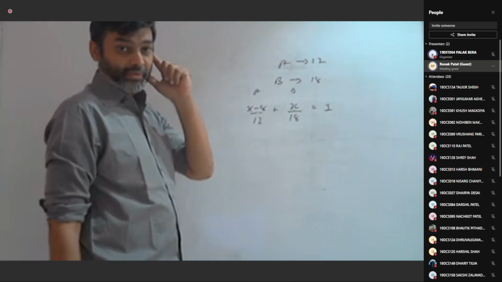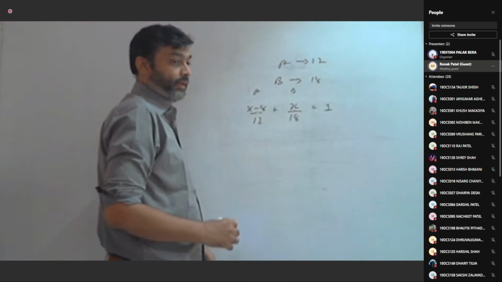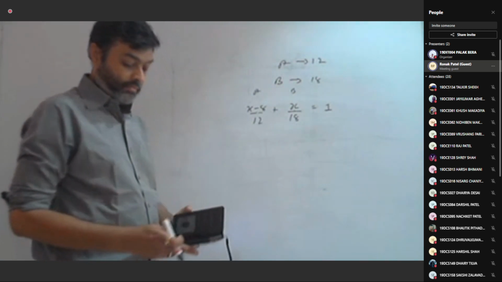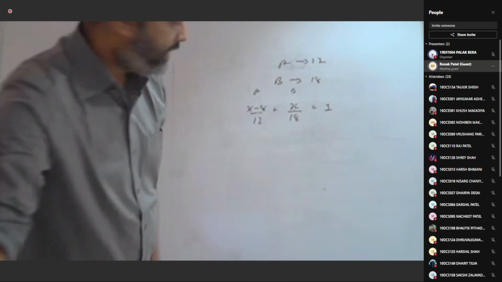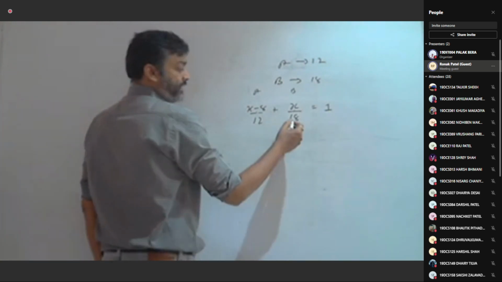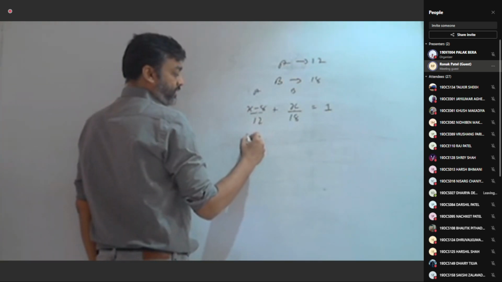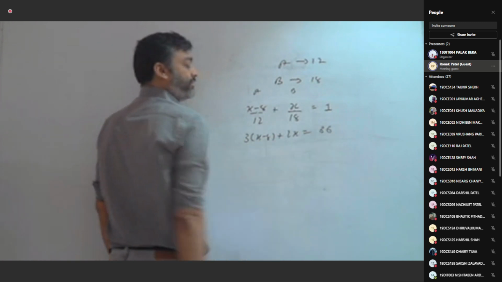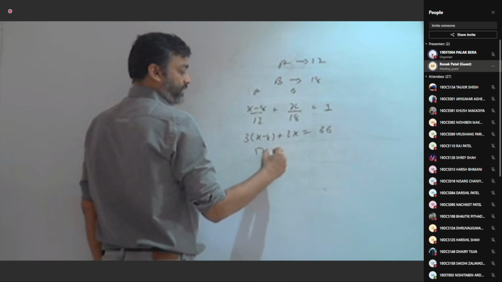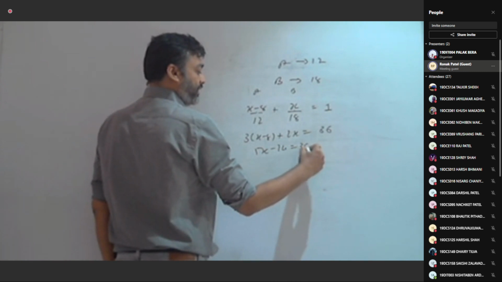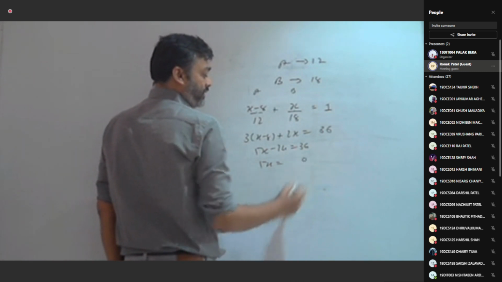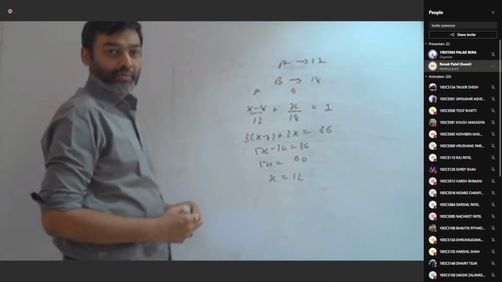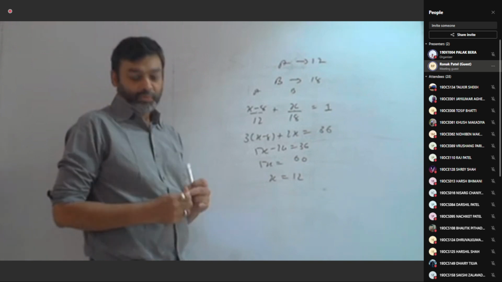So you can go ahead with this, right? Clear? Let's start. I'll take LCM as 36. So 3 times x minus 8 plus 2x, I'll take 36 on this side. So total 5x minus 24 equal to 36. So 5x equal to 60, so x equal to 12. So they must have completed the work in 12 days. Hope so clear, everyone.